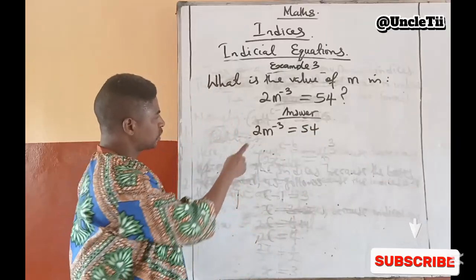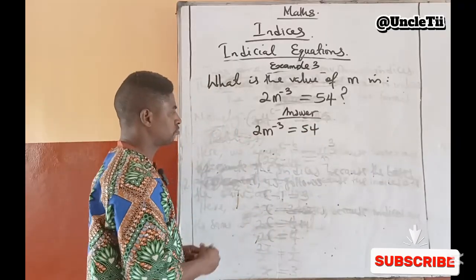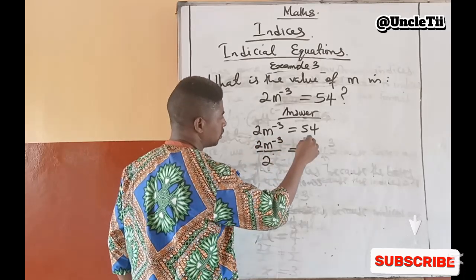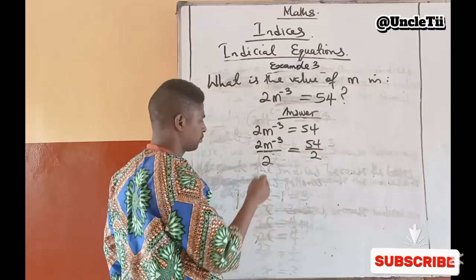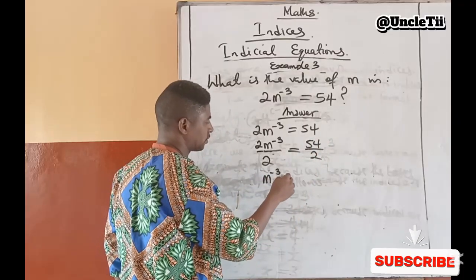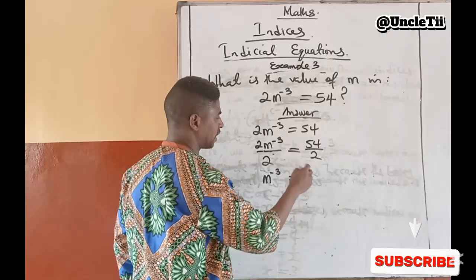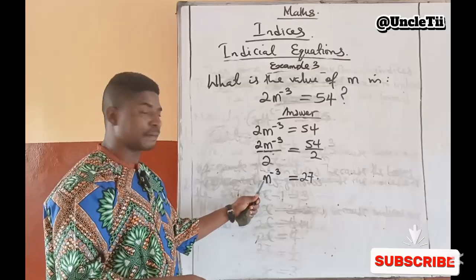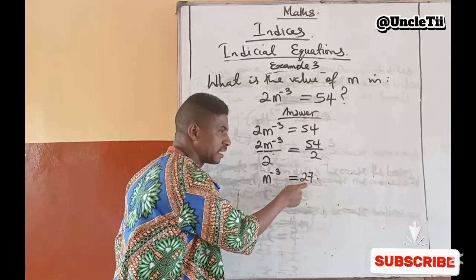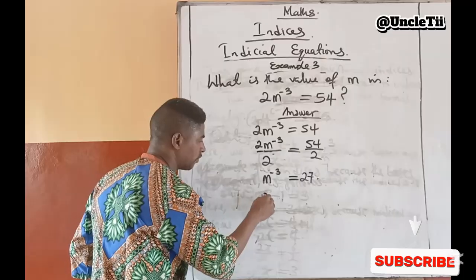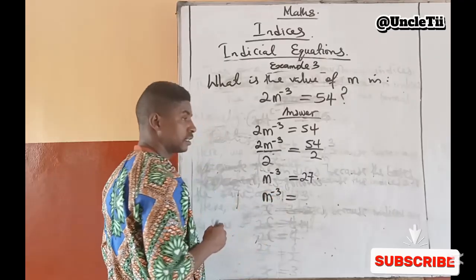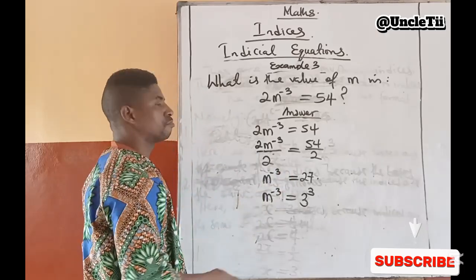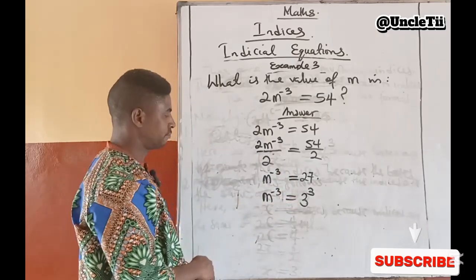The first thing that we're going to do is to divide both sides by this coefficient 2. That will give us 2m raised to power minus 3 over 2 is equal to 54 over 2. That will give us m raised to power minus 3. 54 divided by 2 is 27. This is a mathematical term. All we need to do is to make this side a mathematical term. That will give us m raised to power minus 3 equal to 3 raised to power 3, because 27 is a perfect cube and it is 3 raised to power 3.